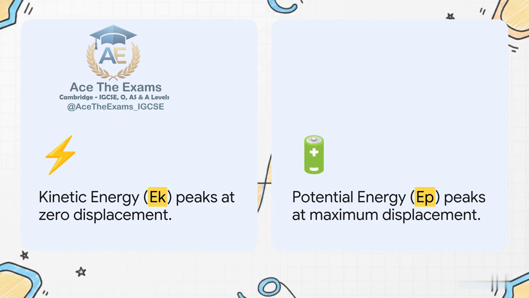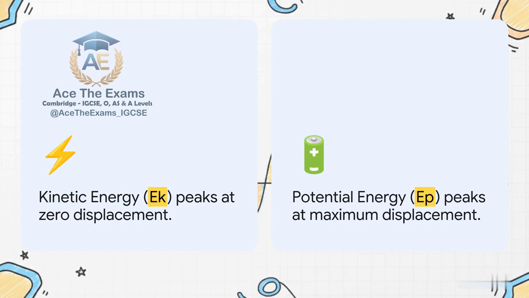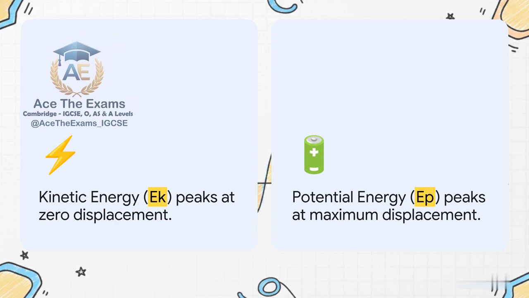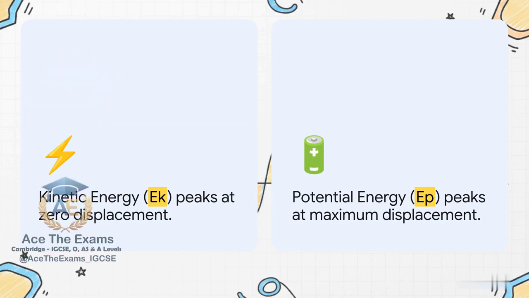They are perfect, synchronized opposites. When one energy tank is completely depleted, the other is at its absolute maximum capacity. It's a continuous, flawless exchange back and forth. Understanding this interplay is the secret to decoding complex exam questions.